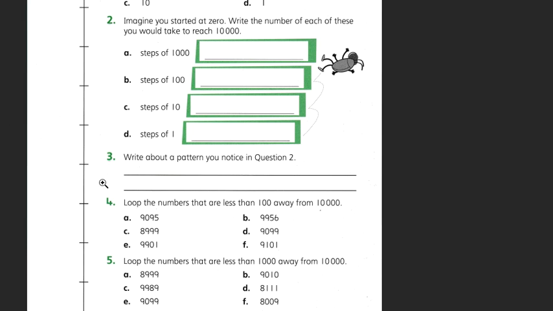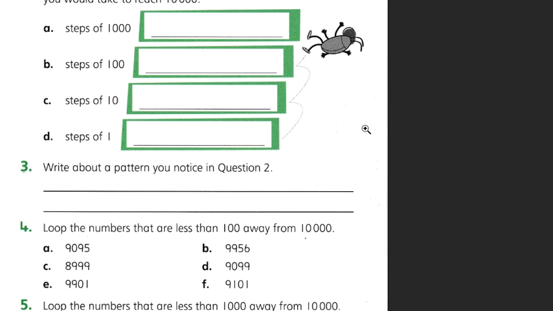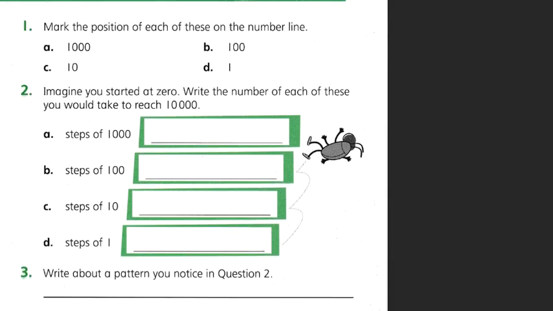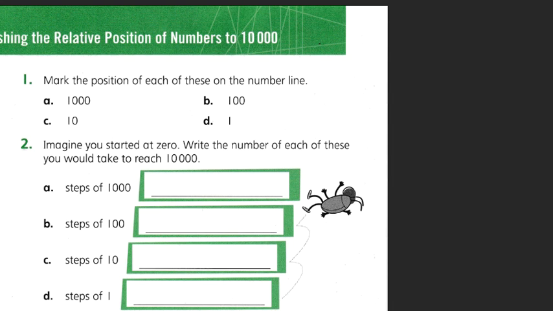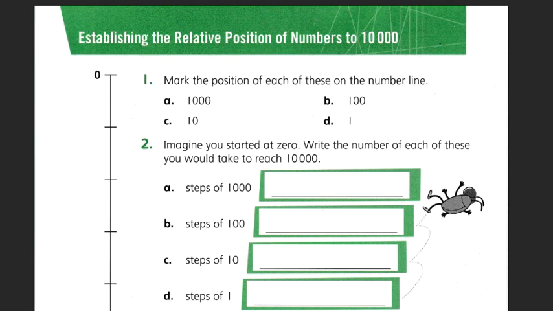And we're looking at Unit 4.3, which is dealing with establishing the relative position of a number of numbers to 10,000. So it's a fairly large number, this one.